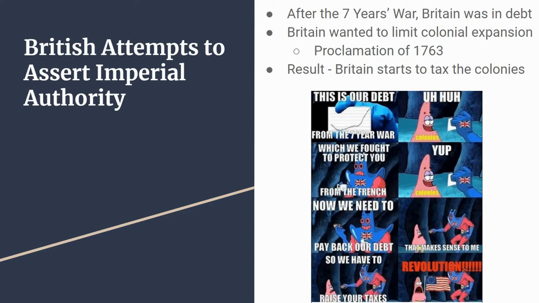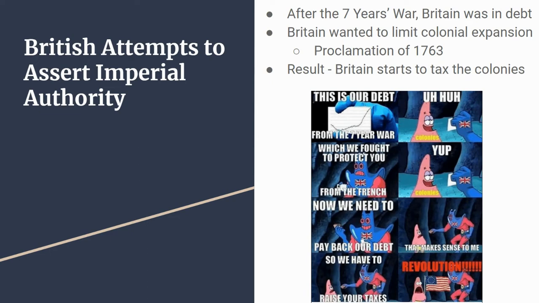And so, another issue here is that Britain wanted to limit the colonial expansion. A lot of the colonists after the 7 Years' War wanted to continue pushing west, but Britain was afraid of conflict with Native Americans, and so they issued the line called the Proclamation of 1763, which essentially stated that colonists could not move west past that line, and a lot of colonists did anyway. That caused some tension.